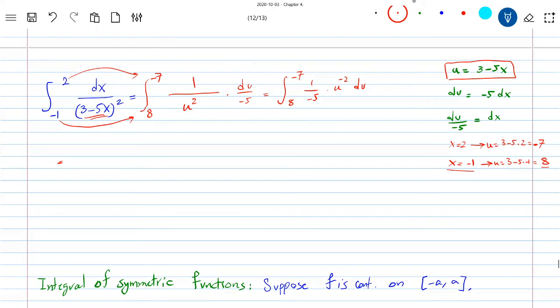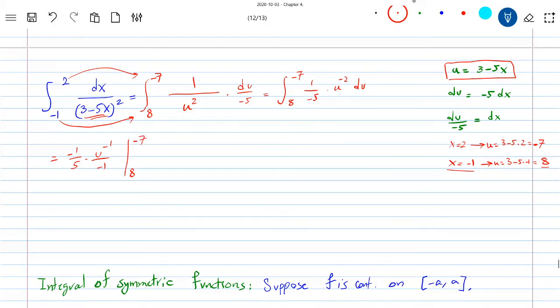What is that integral? It is simply negative 1 over 5. The integral of u to the negative 2 is u to the negative 1 divided by negative 1, plus some constant c, but it's not necessary since we have upper and lower bound. So from 8 to negative 7.